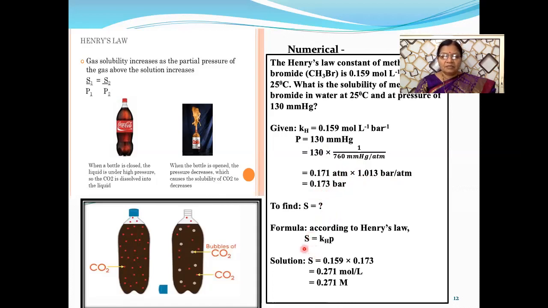Here, according to Henry's law, what is the mathematical formula? Solubility S in mole per liter equals Henry's law constant times the pressure, which is in bar. So put this value of pressure in bar. Now it is 0.173 bar. So after substituting these values of Henry's law constant and the pressure, this multiplication becomes 0.271 mole per liter, or simply the solubility is 0.271 molar.